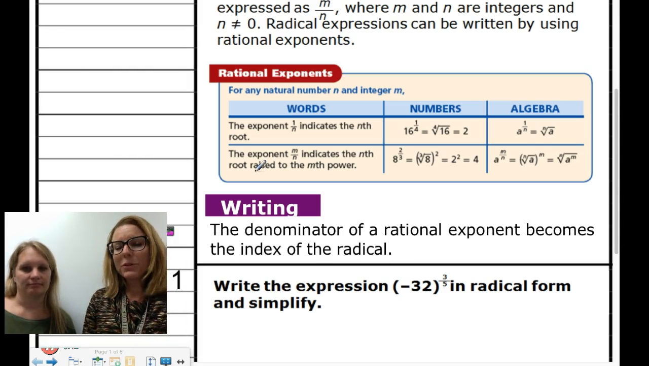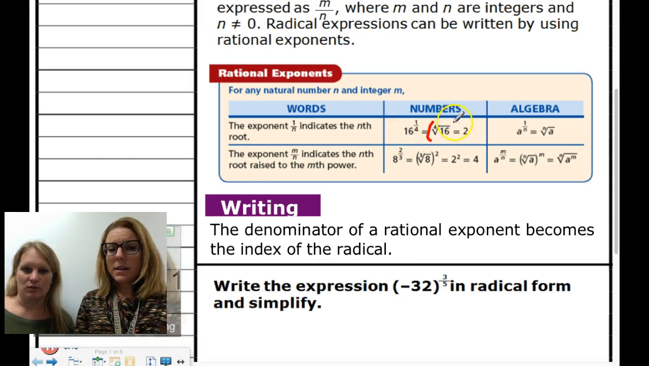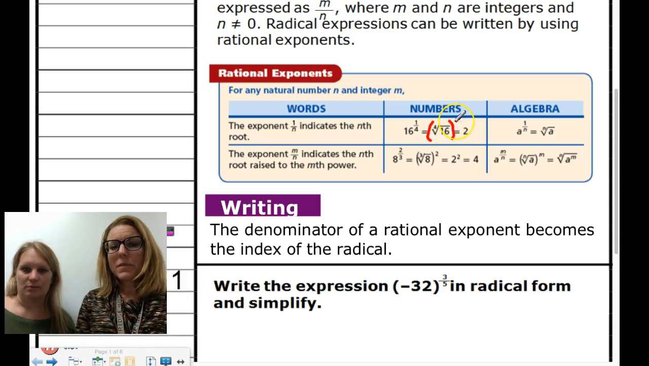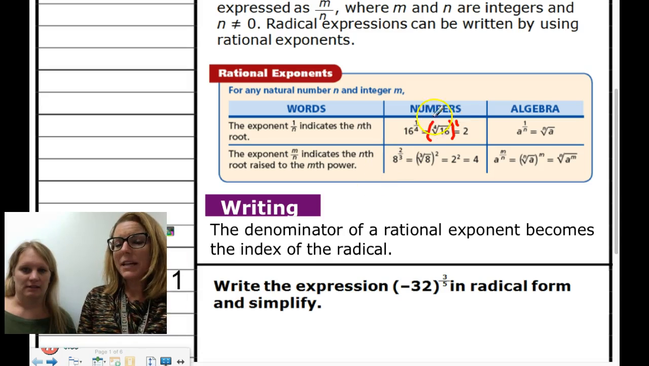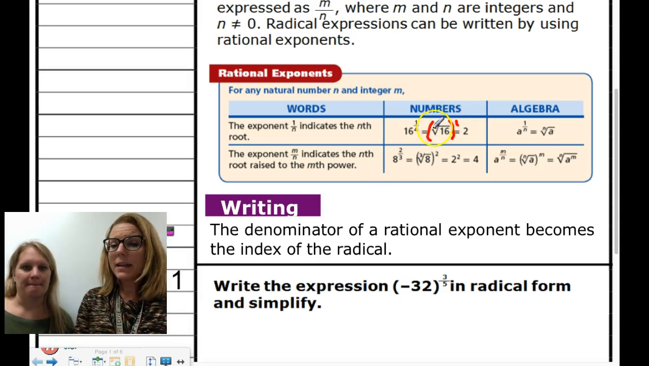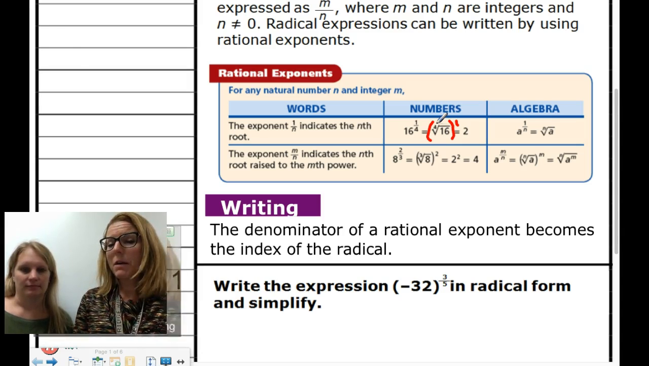If we have, for example, 16 to the 1/4 power, the 1 is really on the outside here. And the 4, the denominator, is always the index. We talked about the index and radicand last lesson. The radicand is 16, the index is 4. That's always the bottom of the fraction.